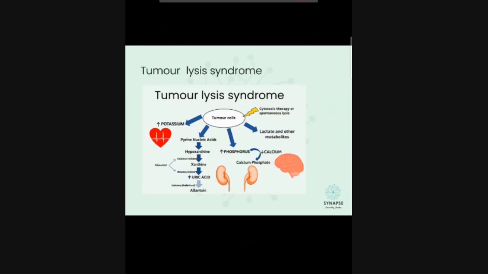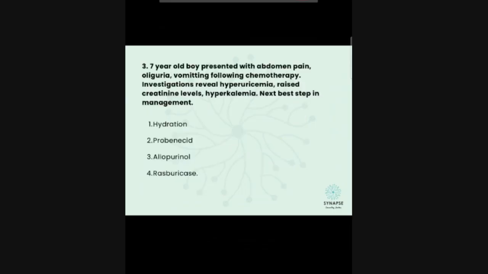We give allopurinol to decrease uric acid production. Where is uric acid produced? Uric acid is produced through xanthine oxidase: hypoxanthine, xanthine, uric acid. Allopurinol inhibits the xanthine oxidase enzyme. So we normally give allopurinol to prevent hyperuricemia. To prevent tumor lysis syndrome we take all these steps, and in prevention first we have hyperhydration therapy. So the next best step in management here would be hydration. Hydration is the answer.